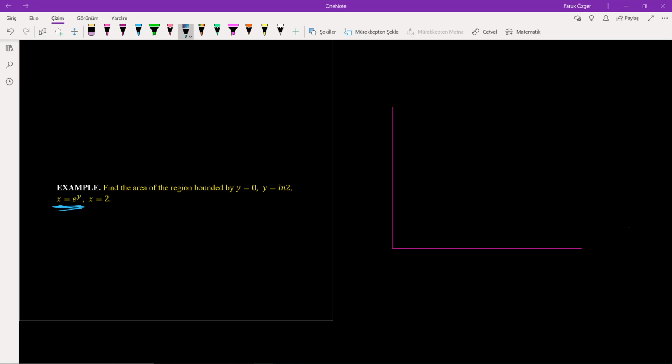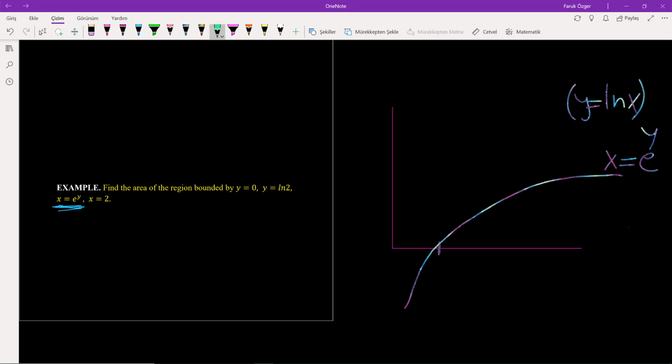So for y equals 0, you have x equals 1. So the curve must pass through this point, through 1. So we have something like this. This is the curve x equals e to the power y, or y equals ln x. They are the same. Y equals ln x. Okay?